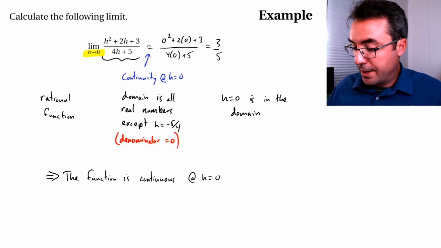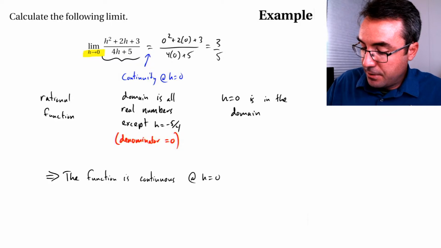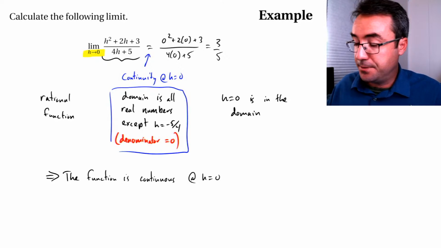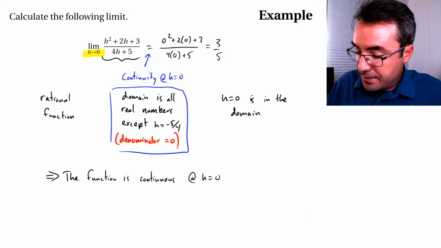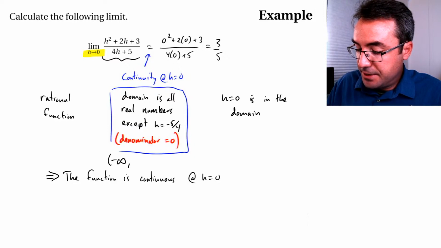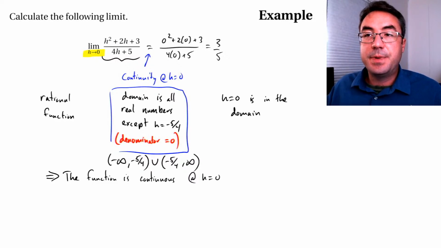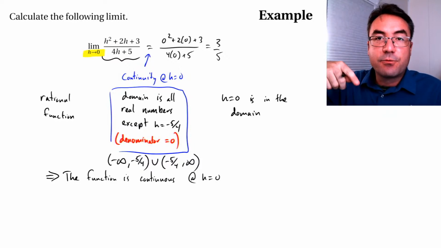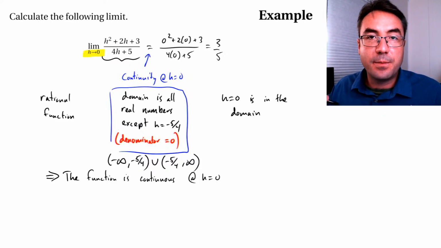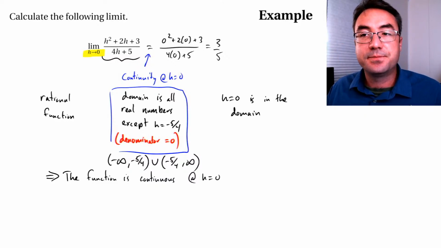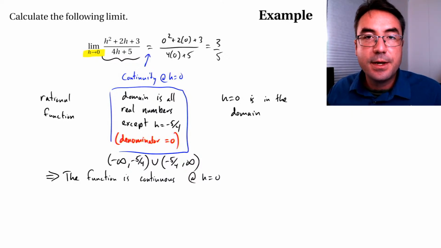And just real quick, when we talk about the domain here like this, another way to describe the domain is using interval notation. So I could write this as the interval from negative infinity to negative 5 over 4, union with the interval from negative 5 over 4 to positive infinity. So it's basically all real numbers, except I've removed that negative 5 over 4 from the middle of the interval there. So I use that little u as a union symbol, and I'm kind of gluing together those two intervals.